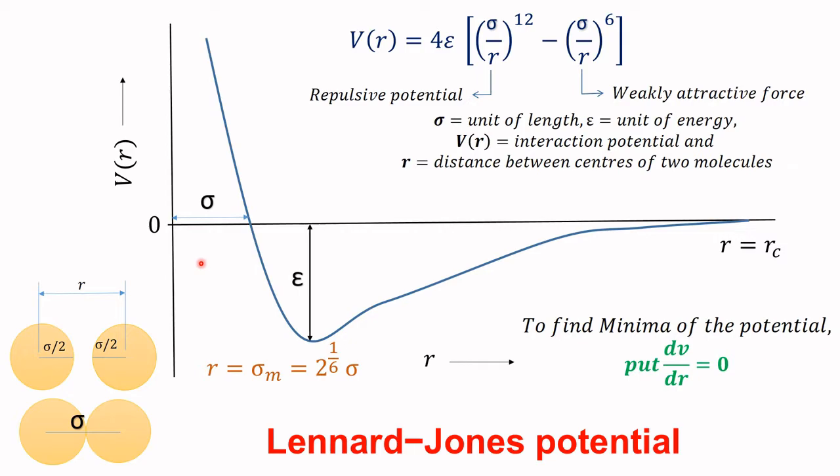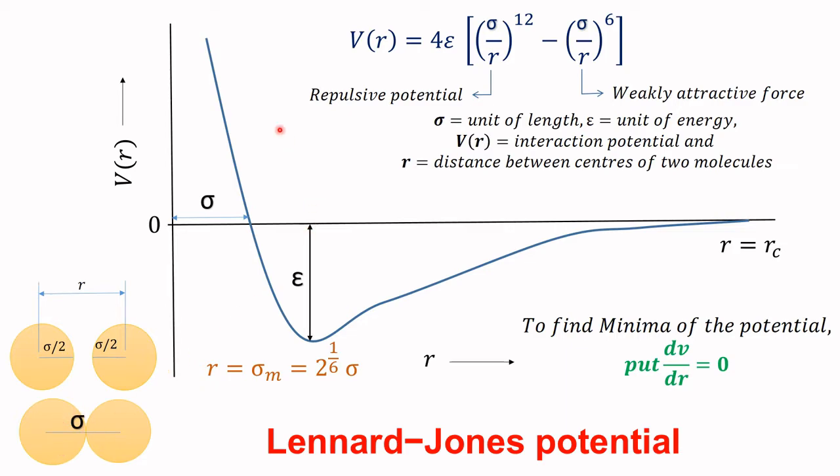Let us consider a system that consists of n particles interacting with each other. If I pick any two particles, the distance between their centers is going to be r. Let us consider that the radius of the interacting particles is sigma by 2, so their diameter is going to be sigma. Also, if I bring them closer to each other, when they come in contact, the distance between their centers becomes sigma. So here r is equal to sigma.